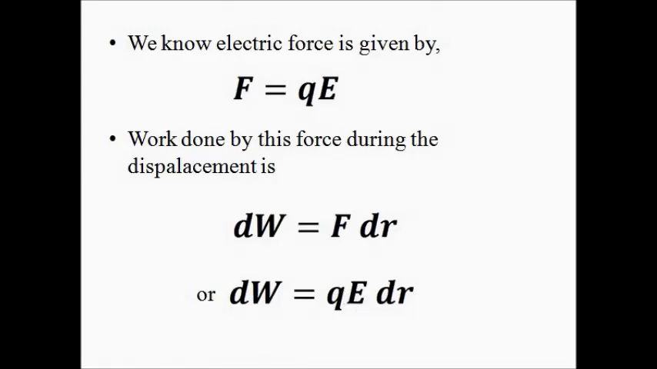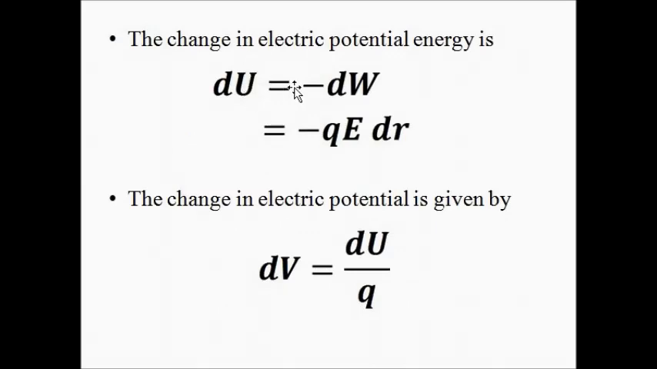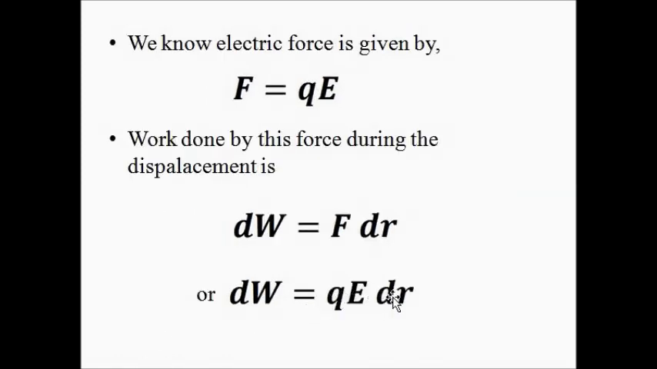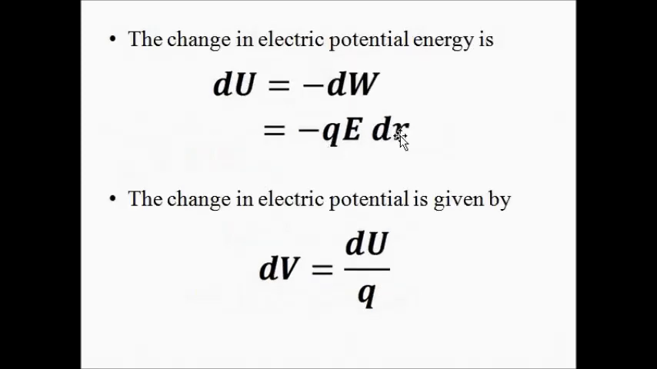Now the electric potential energy is the negative of this work done. We have studied this concept in the electric potential energy video. Please watch that video first, then watch this video because it is interrelated. In the electric potential energy video, we discussed that the electric potential energy is the negative of the work done to move a test charge from one point to another in an electric field, which is minus qE dr. We substituted dW is equal to qE dr here.